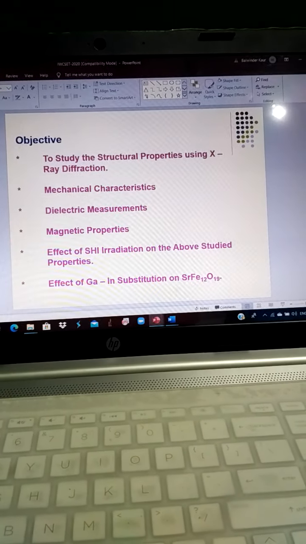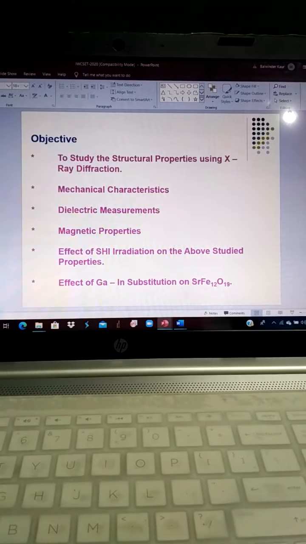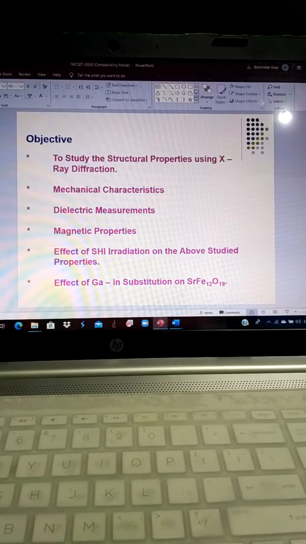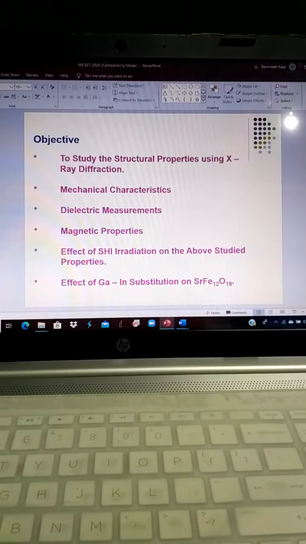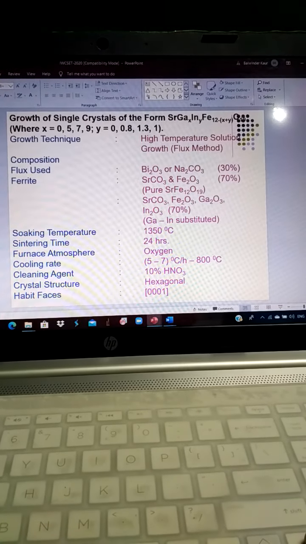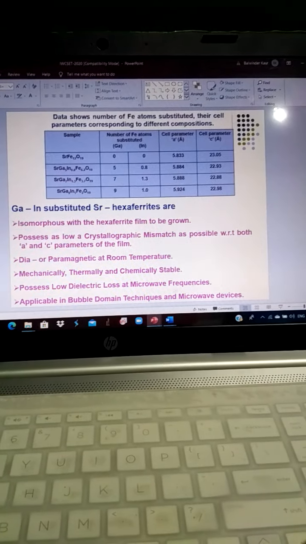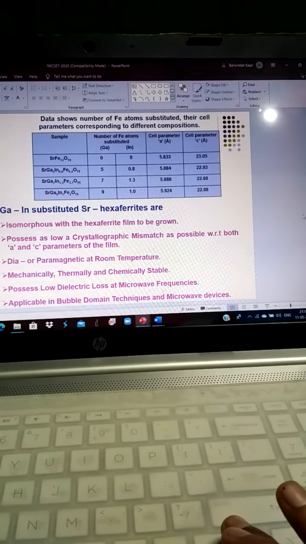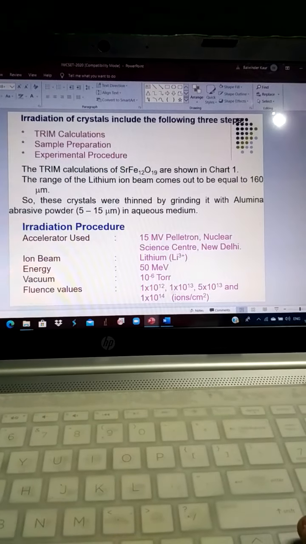So the main objective of the work was to see the effect of irradiation on different mechanical, dielectric, and magnetic properties, and the effect of substitution also. These materials were grown by using the high temperature solution growth method, that is the flux method, and these are the hexaferrites. This table shows the values of cell parameters a and c in the hexaferrites.